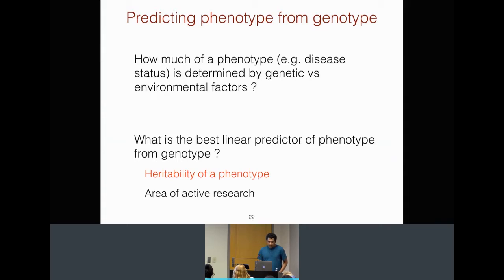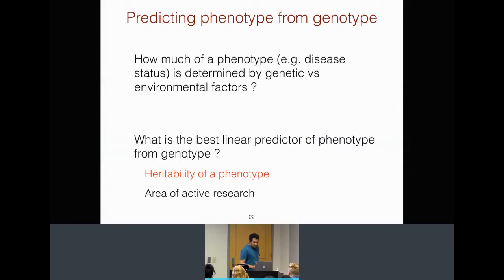All right. So now let me talk about the second part. So now let's bring phenotypes into the picture. So the question we are going to be interested in is trying to associate phenotype with genotype. So a basic question here is, for example, how much of a phenotype is determined by genetic factors? And one way of making that more precise is we'd like to figure out what is the best linear predictor of phenotype from genotype. And that quantity is called heritability.